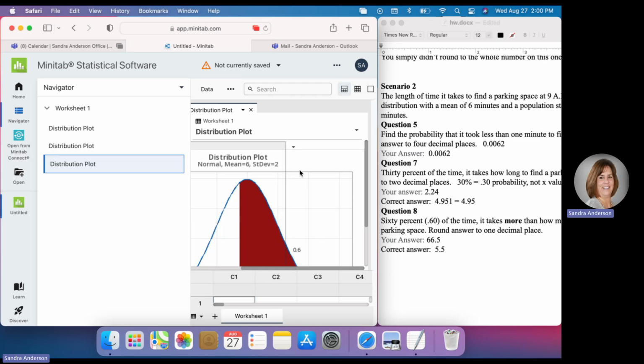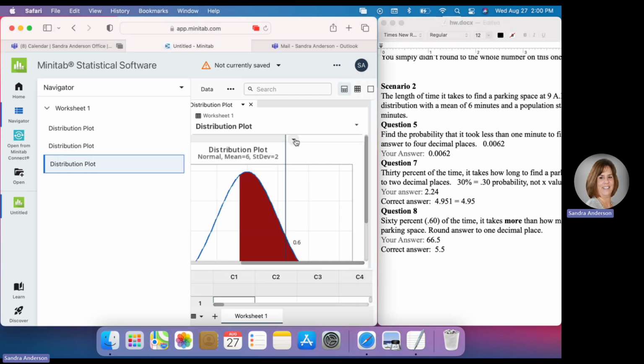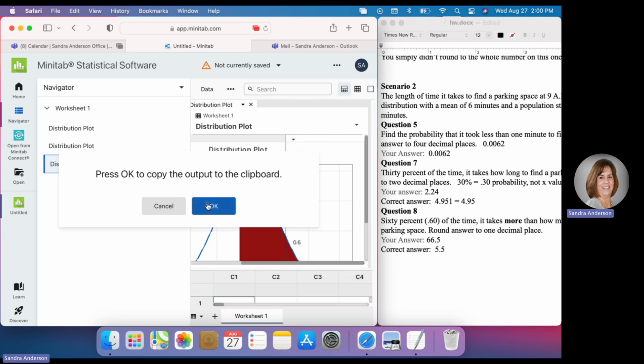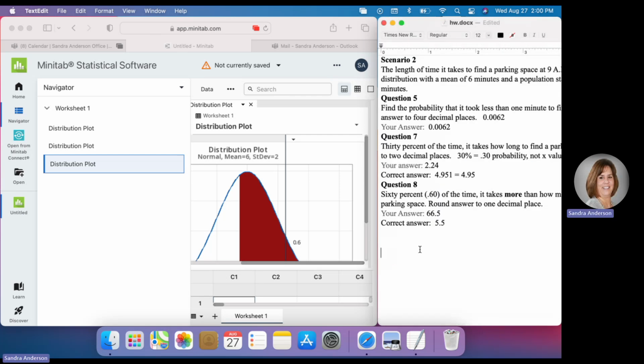Let's see if I can copy this. I don't know if I can. It should be able to, but no. It usually will let me just copy the graph. Okay, let's see. Well, it's not going to let me.